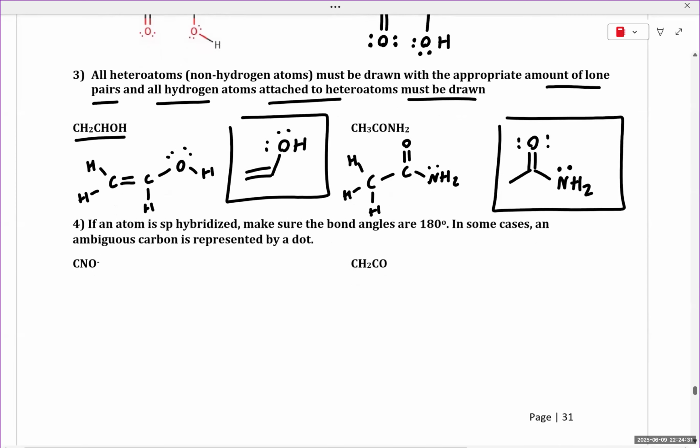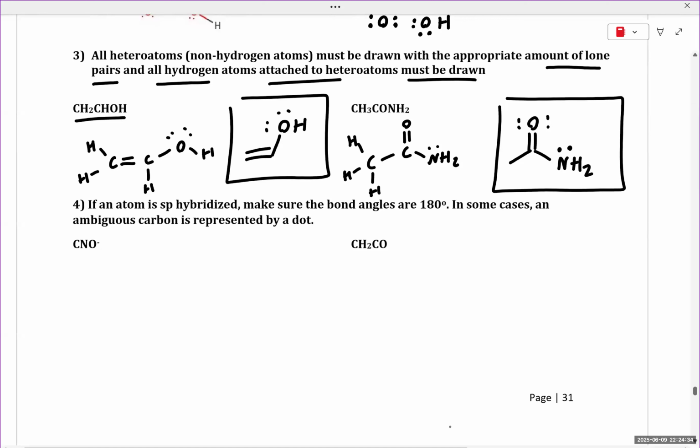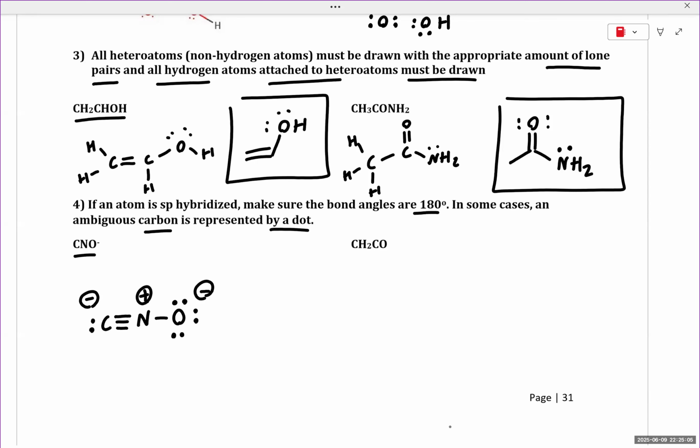Now, if an atom is sp hybridized, you're going to want to make sure that the bond angles are 180 degrees. In some cases, an ambiguous carbon is represented by a dot. So looking at CNO, in this case, we have a carbon, a nitrogen, and an oxygen. This is actually another functional group, but it's a more obscure functional group. In this case, if we draw out a complete Lewis structure, we would get a Lewis structure that looks something like this, with a total charge of -1.